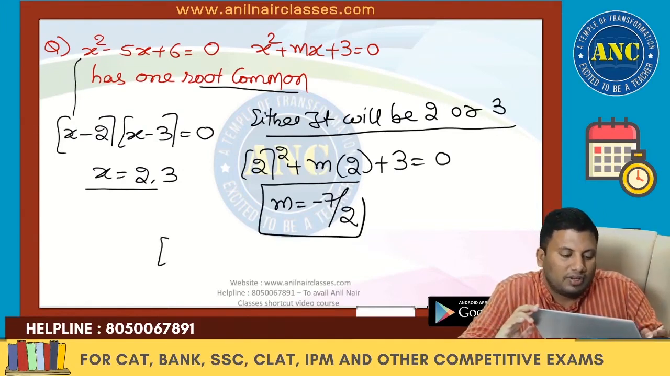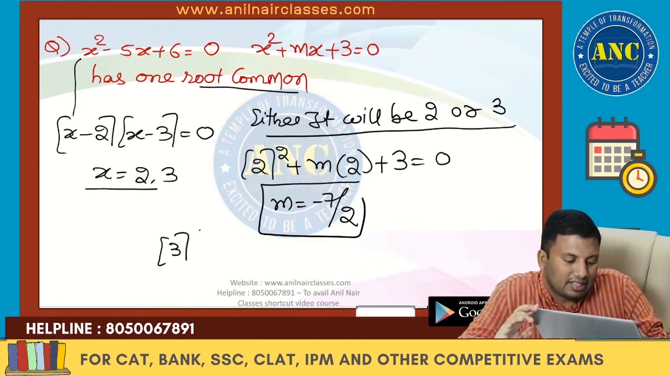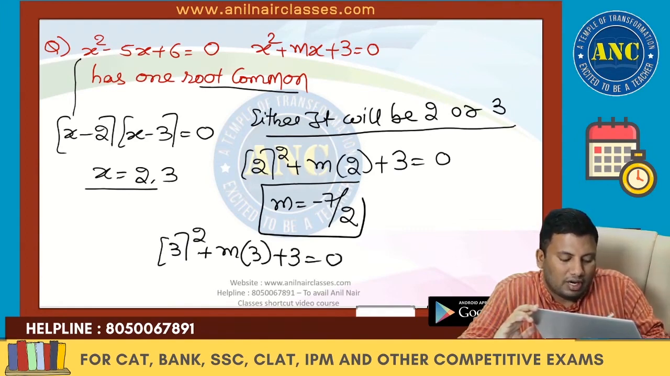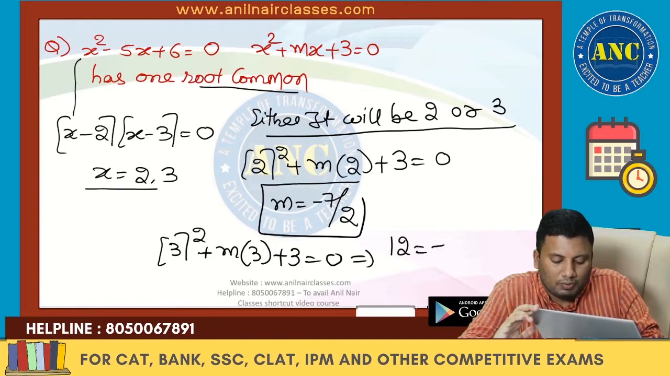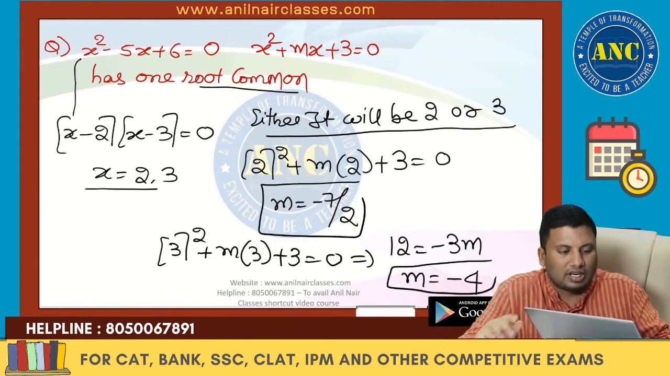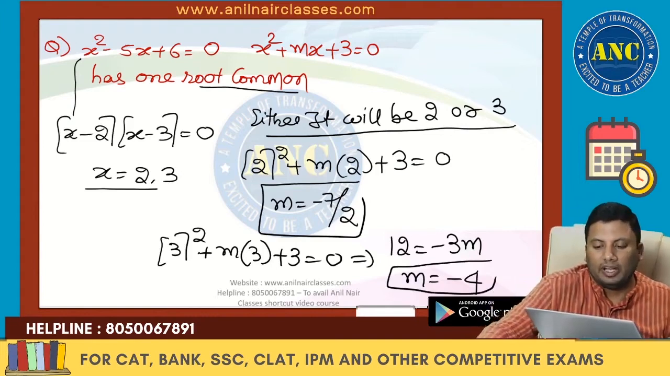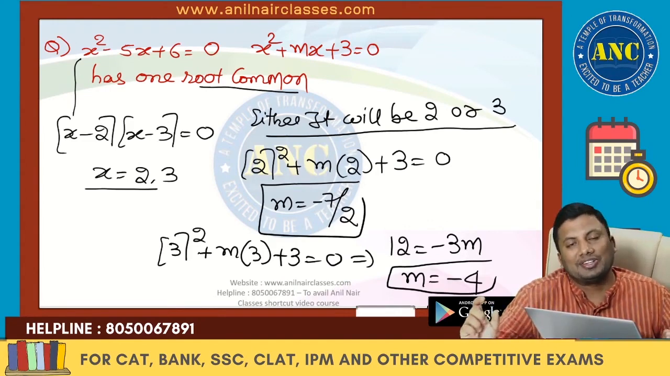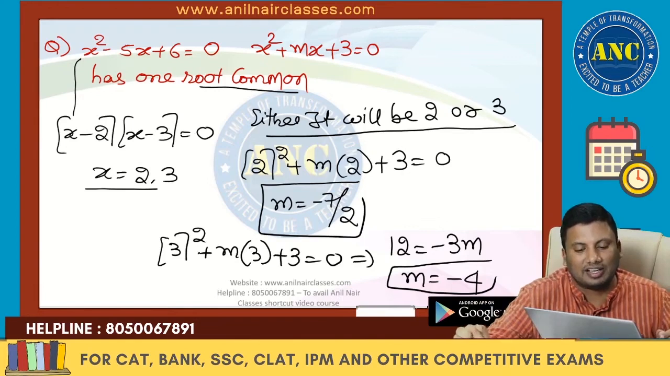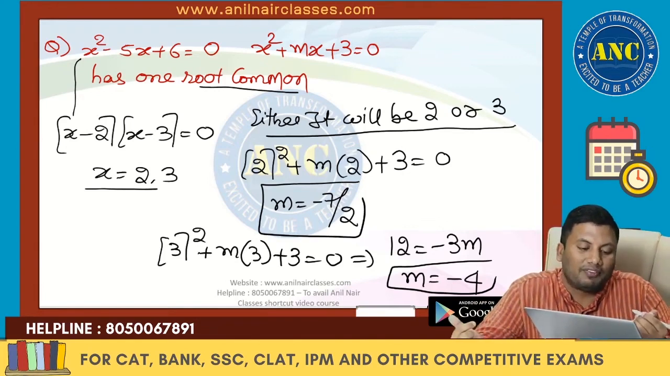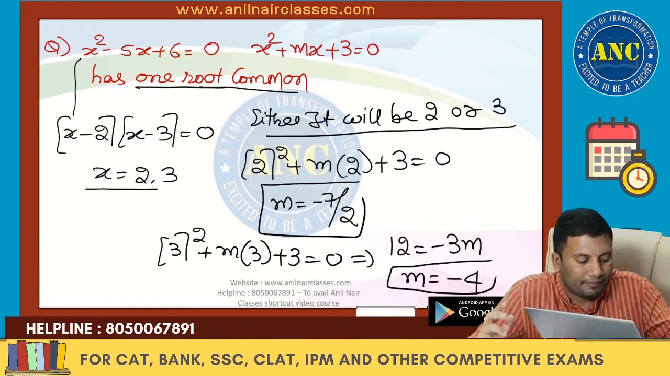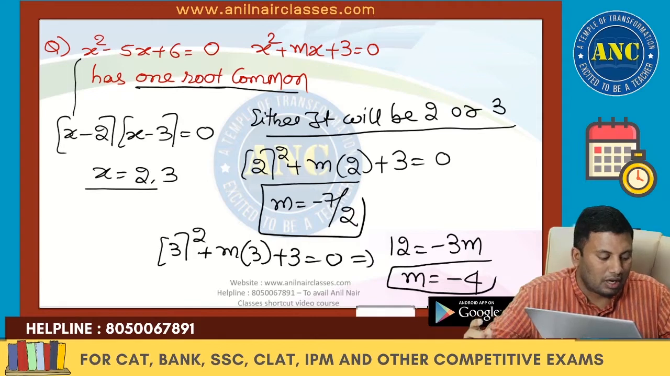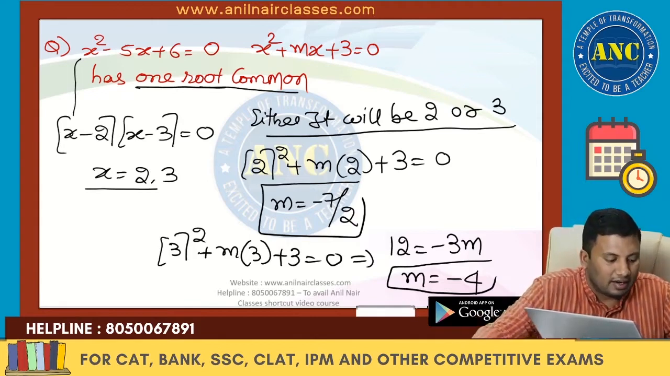Another root which could also be common is x is 3. 3 square plus m into 3 plus 3 equivalent to 0. 12 equivalent to minus 3m. M is nothing but minus 4. I hope it is clear. What is the previous question? The previous question is asking about the ratios of coefficients and constants. Here we are finding the value of a variable. Has one root common. I hope the idea is clear.